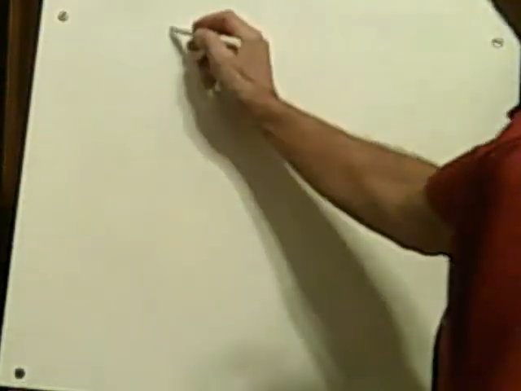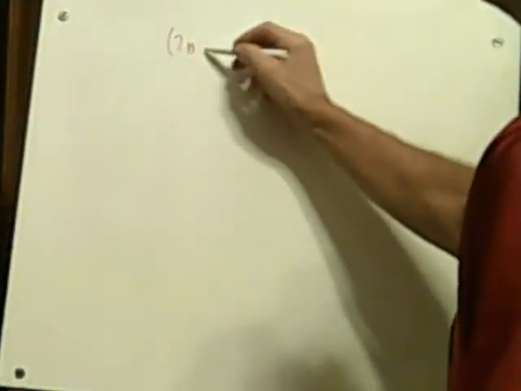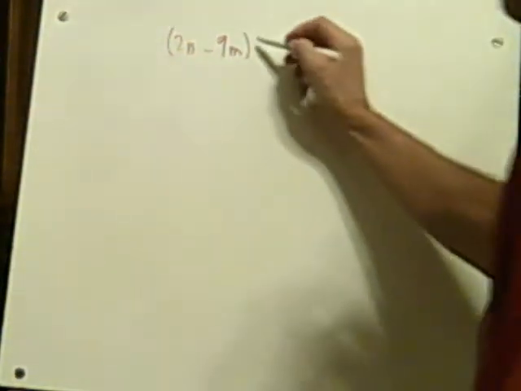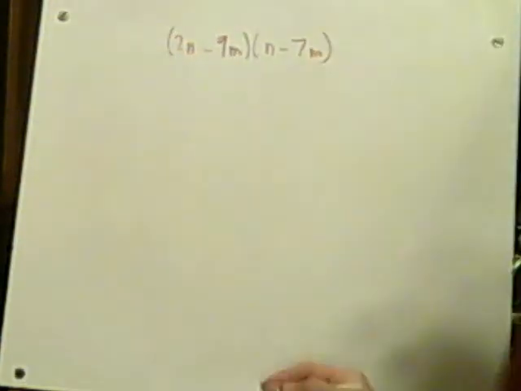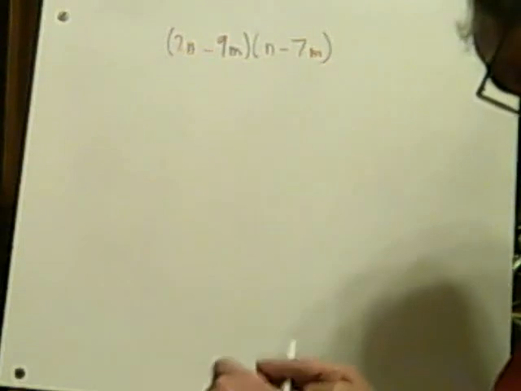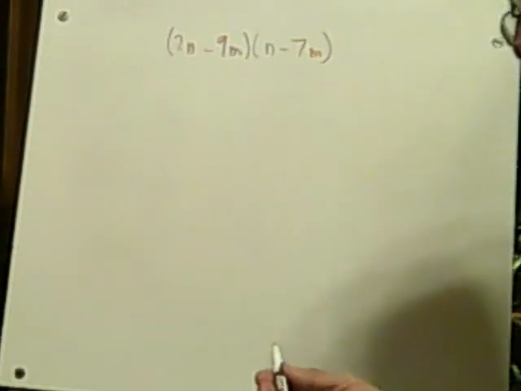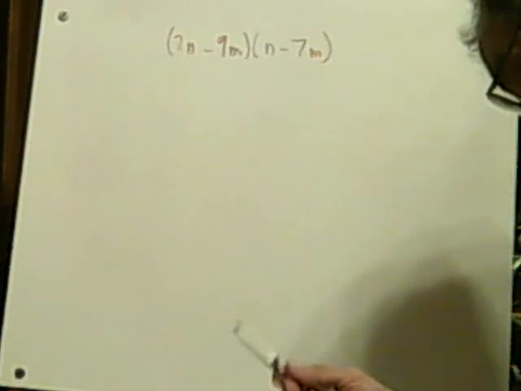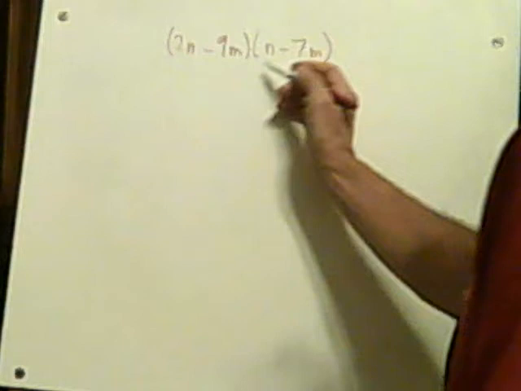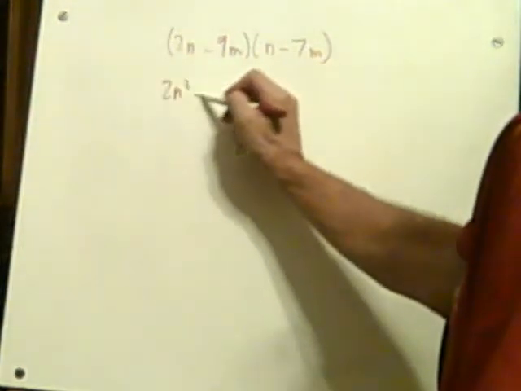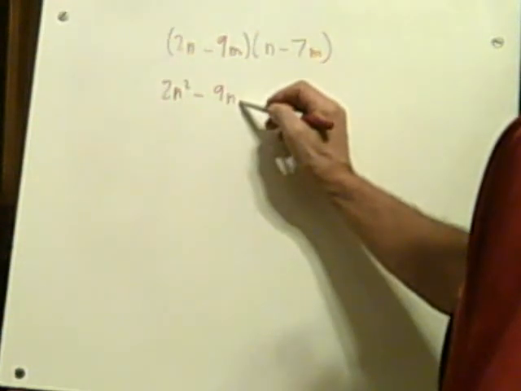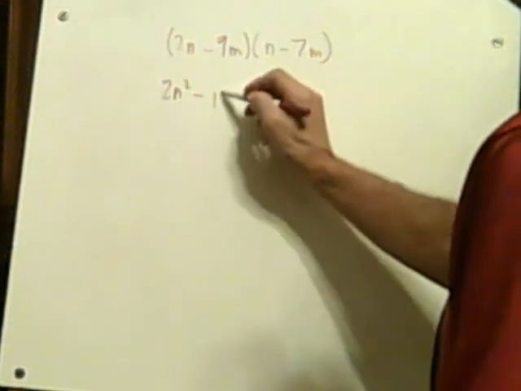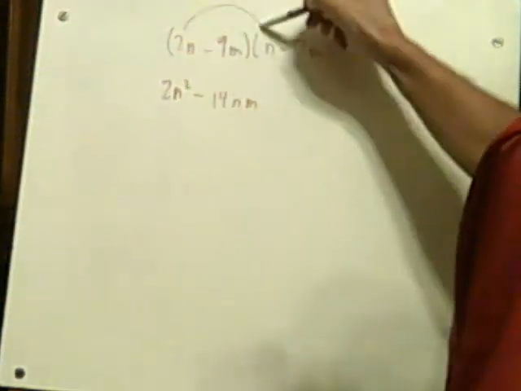Okay. Now, 2n minus 9m times n minus 7m. Okay, now I'll do it without FOIL. I must say that I'm not the biggest fan in the world of FOIL. I don't think I was actually taught using FOIL, so I never got in the habit of using it over and over again. I'm more of this kind of a guy. I would go with 2n squared minus 9n. No, I'm sorry. Minus 14n. So in other words, I would do more like this.